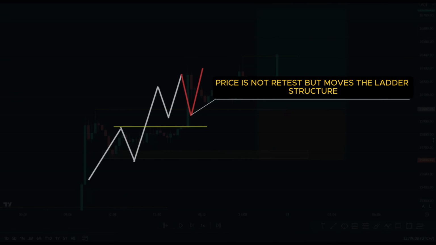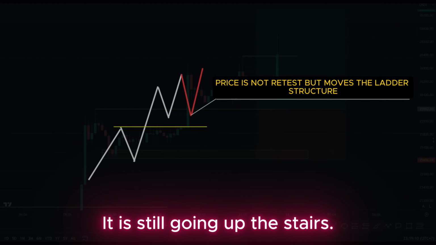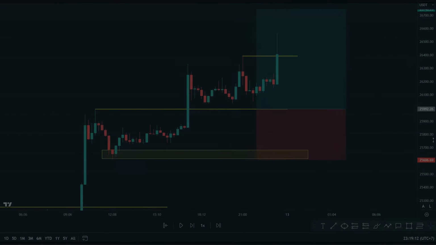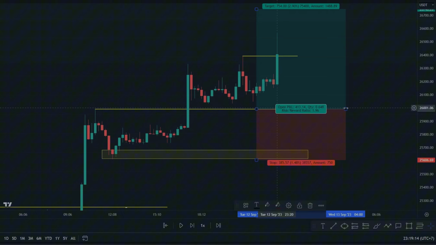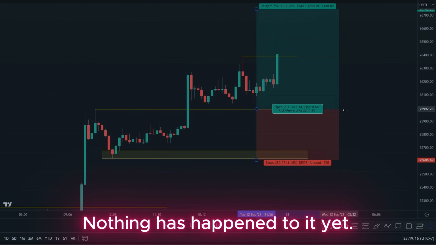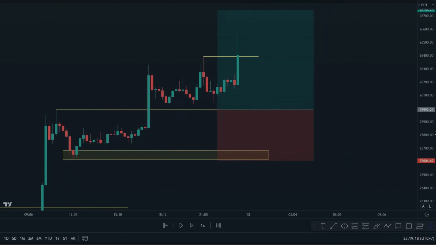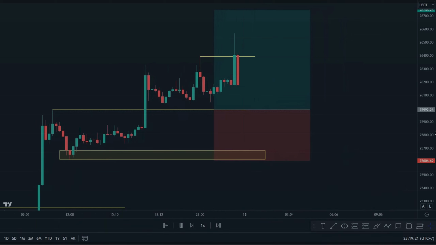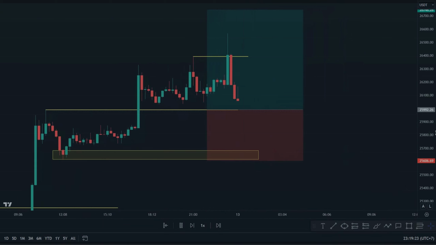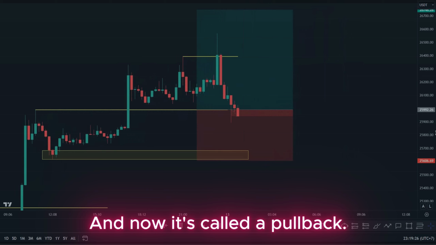Drawn on a simple chart, it's like this. It is still going up the stairs. It hasn't pulled back yet. So this order is still valid. Nothing has happened to it yet. It's not a missed trade. It's just normal, still able to hold the order. And now it's called a pullback.